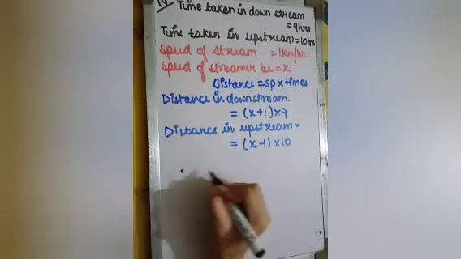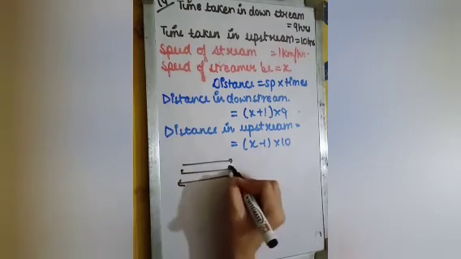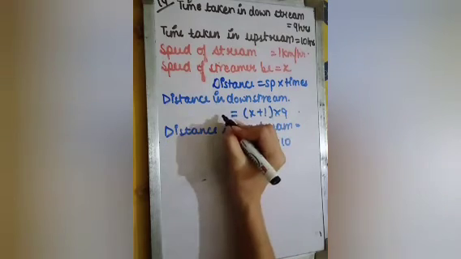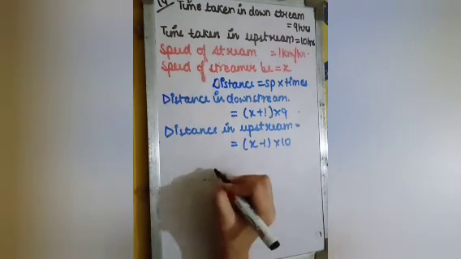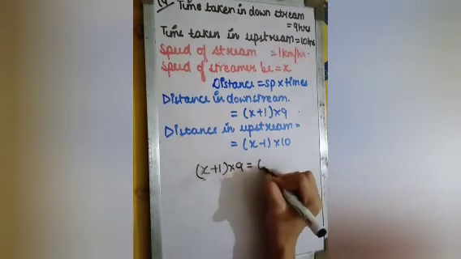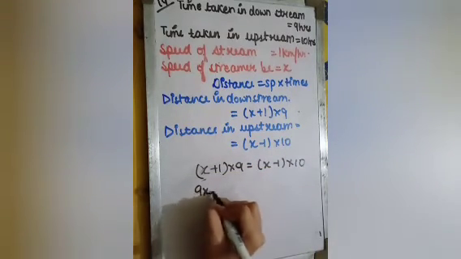डाउन स्ट्रीम था इस पॉइंट से इस पॉइंट में, इधर अप स्ट्रीम था, but the distance between them remains the same. So this distance and this distance will be equal. So x plus 1 into 9 is equal to x minus 1 into 10. Now this is your equation. Solve it.